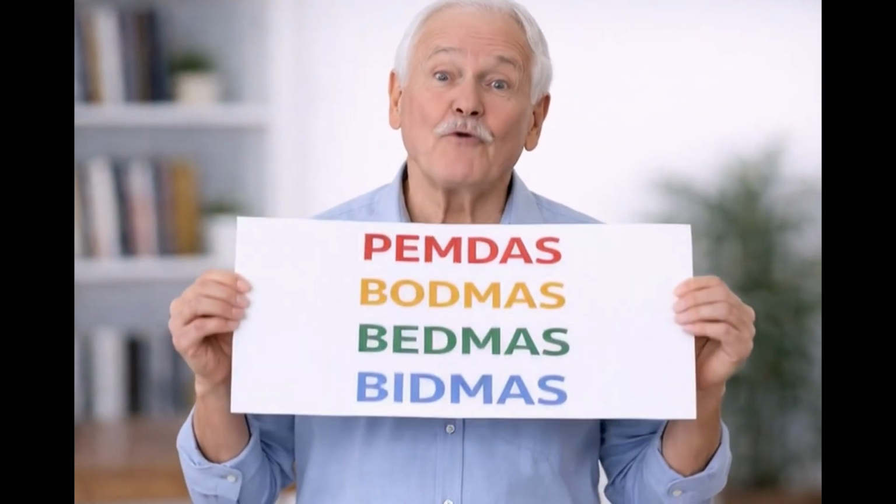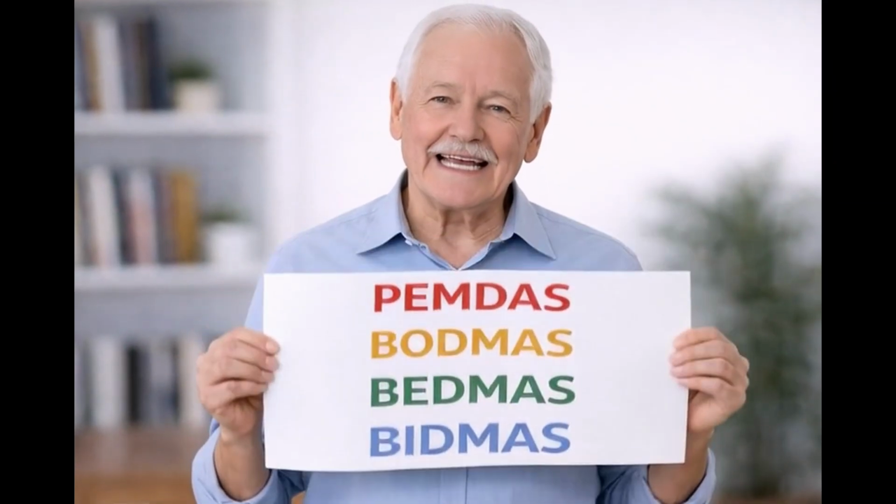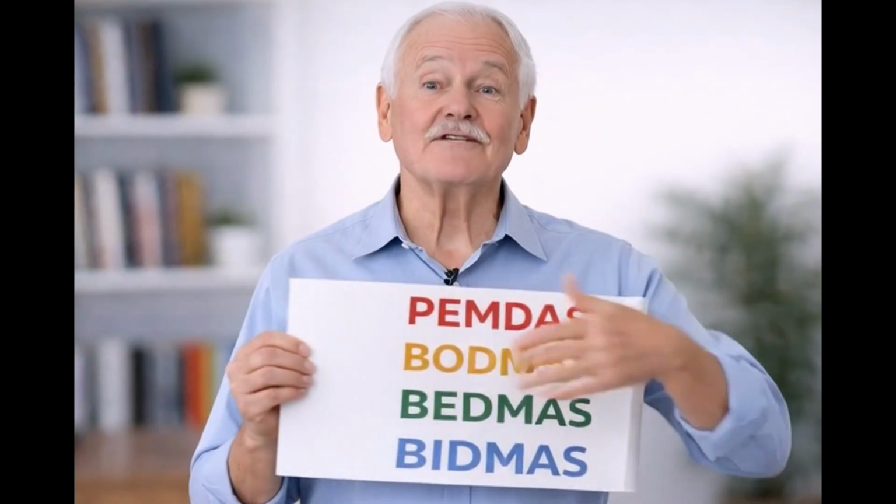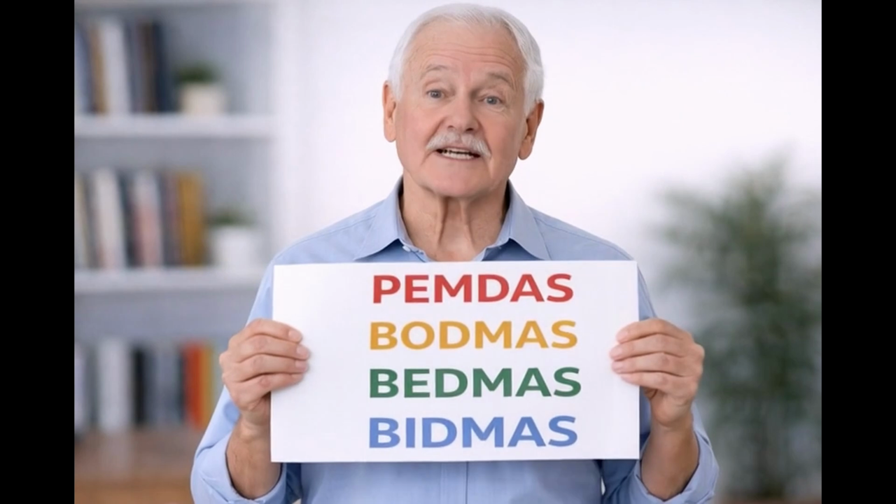Now, all of these acronyms describe the same 4 steps of order of operations. Step 1 is parentheses or brackets. Step 2 is exponents, factorials, or square roots, anything that is shorthand for repeated multiplication. Step 3 is multiplication and division. They have equal precedence. Solve them left to right. Division is equivalent to multiplication by a reciprocal.